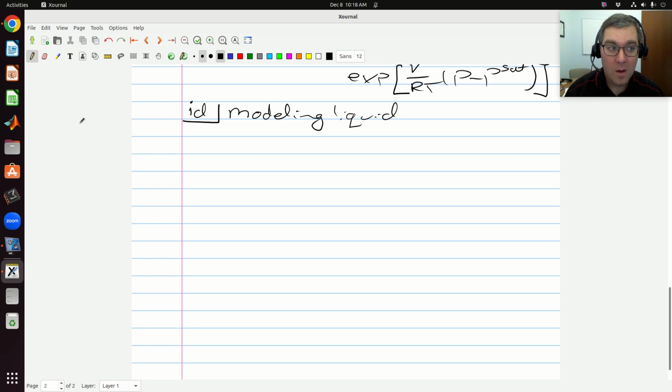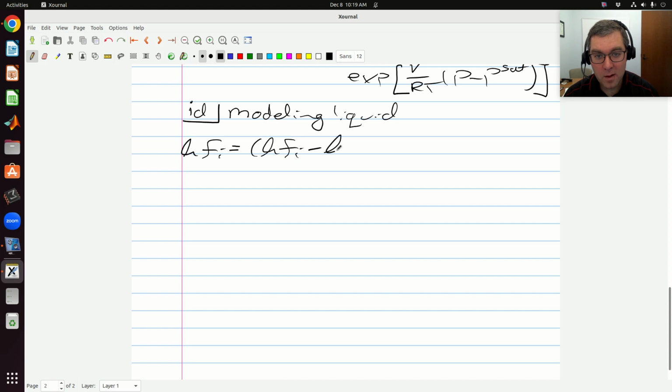All right, so when I talk about an ideal solution in the context of chapter 12, my log fugacity of component i is equal to my deviation term, log fugacity of component i minus the log fugacity of component i in an ideal solution, plus my reference state, log fugacity of i in an ideal solution.